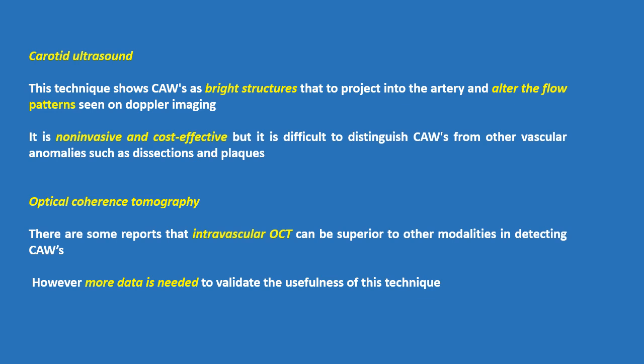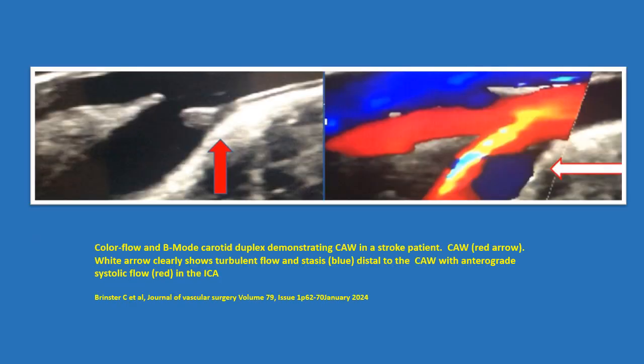There are some reports that intravascular OCT can be superior to other modalities in detecting CAWs. However, more data is needed to validate this technique. This picture shows a color flow and B-mode carotid duplex demonstrating CAW in a stroke patient. CAW shown by the red arrow. White arrow clearly demonstrates turbulent flow and stasis in blue distal to the CAW, with anterograde systolic blood flow in red in the internal carotid artery.